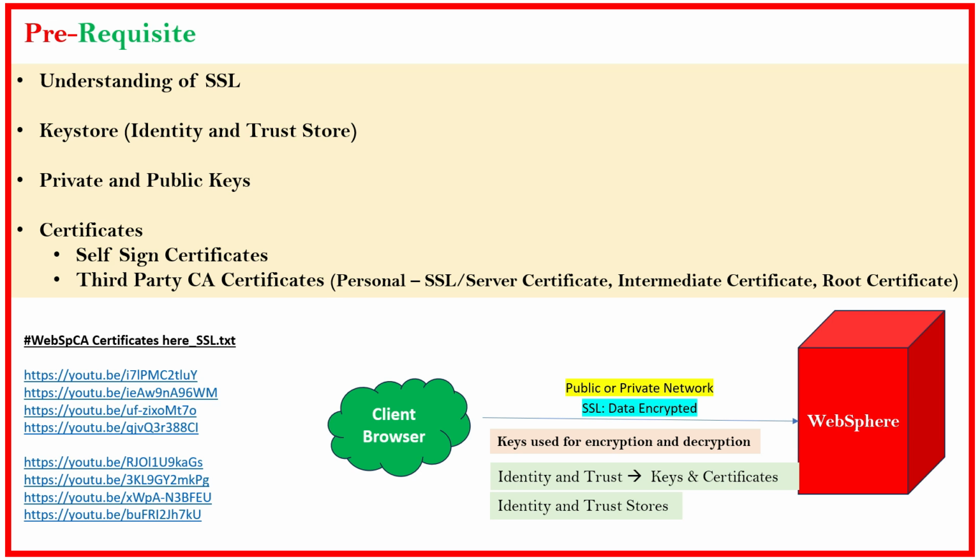What exactly is contained? Just understand that the identity store will contain your identity along with your personal SSL certificate, and the trust store will also contain certain certificates that are used to create the trust. Now, when we talk about certificates, we have two different categories: one is self-signed and the second is the CA certificate. We have covered these two in detail in the IHS session as well.